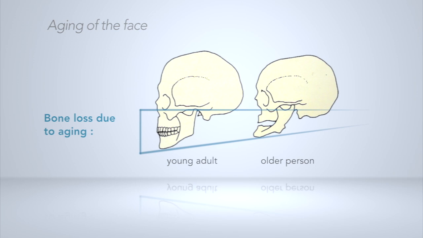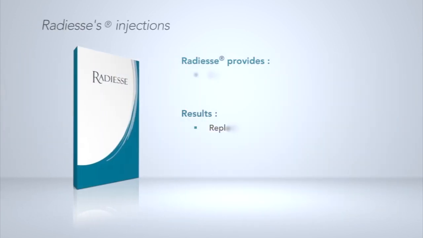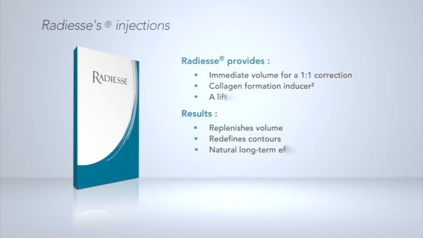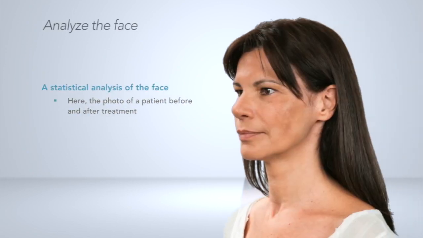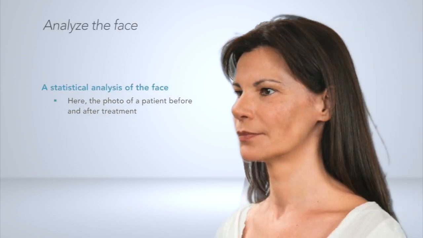Radiesse injections thus fill in wrinkles, replenish volume, and redefine facial contours depending on the indications for the patient. A static and dynamic anatomical analysis is essential for obtaining optimal aesthetic results. The priority is to preserve the natural originality and expressions of each face. Throughout this Radiesse injection demonstration, an anatomical explanation will be correlated to the aging symptom being treated.